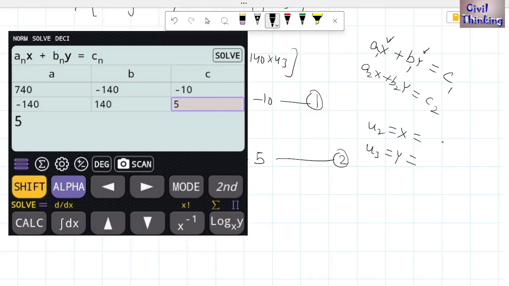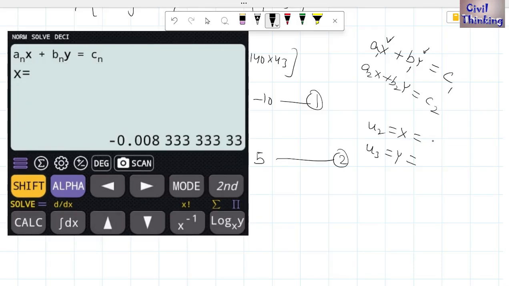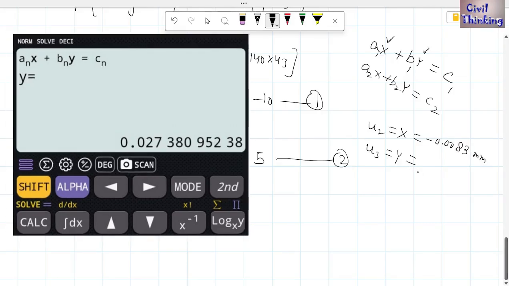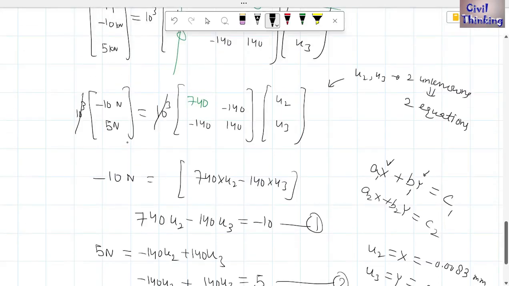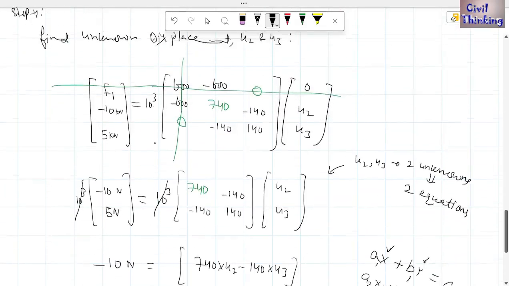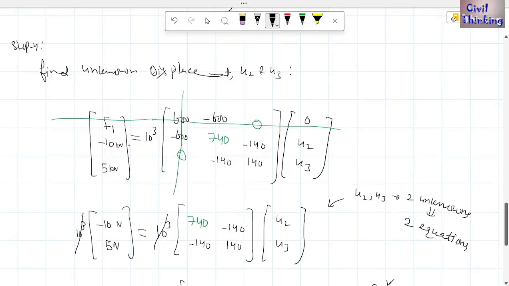So when I solve this equation, what do I get? I got x, which is u2, as 0.0083, but it is in mm. And then I got y as 0.0274 mm. So here we found u2 and u3. So now let us move on. Now since we found the unknown displacements u2 and u3, because we first have to find the displacements, then we will find the unknown force. Now, what is the unknown force?